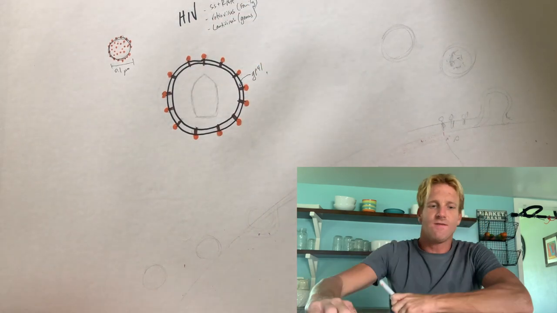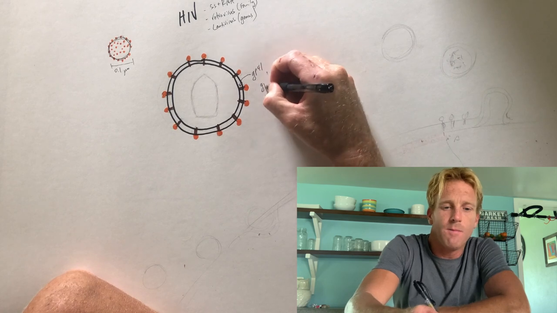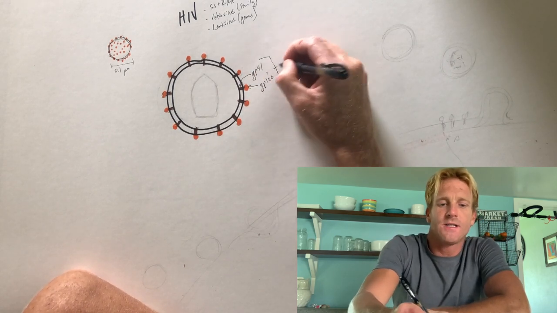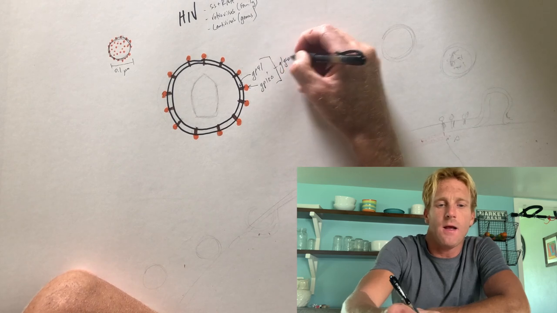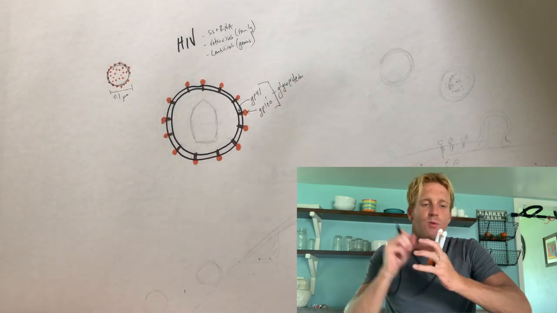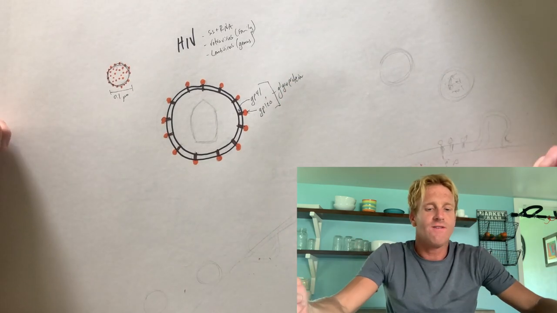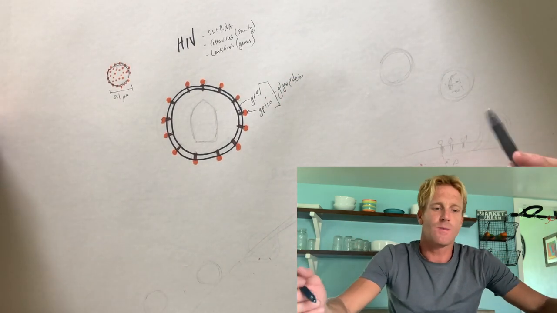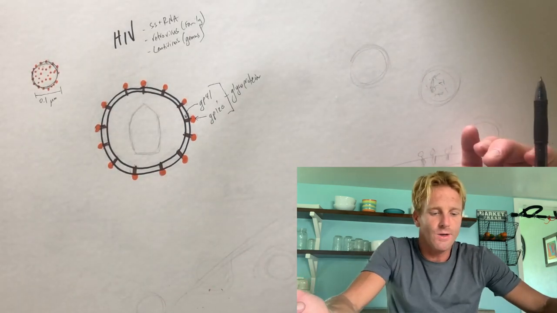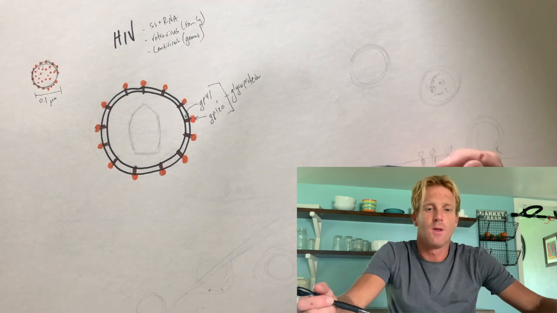And the significance of this GP41 and GP120 is that these guys together, obviously, create these glycoprotein extensions, which project out of the envelope of HIV. And this is what is responsible for docking onto the cell membrane of the host cell. Okay, so it's really important here.